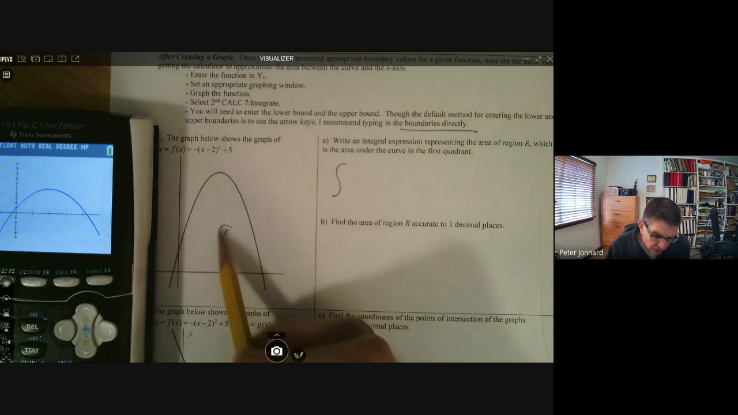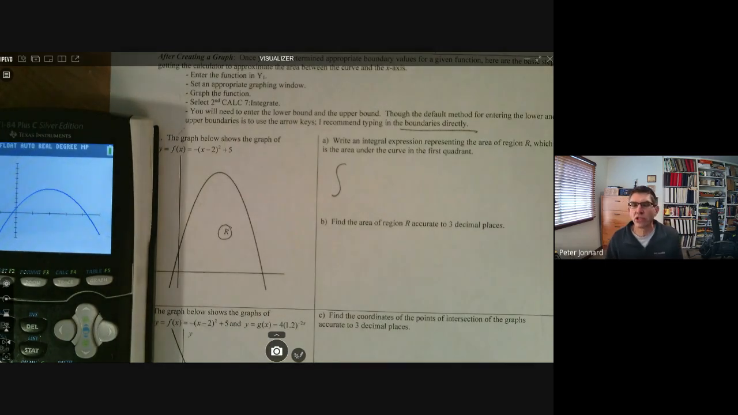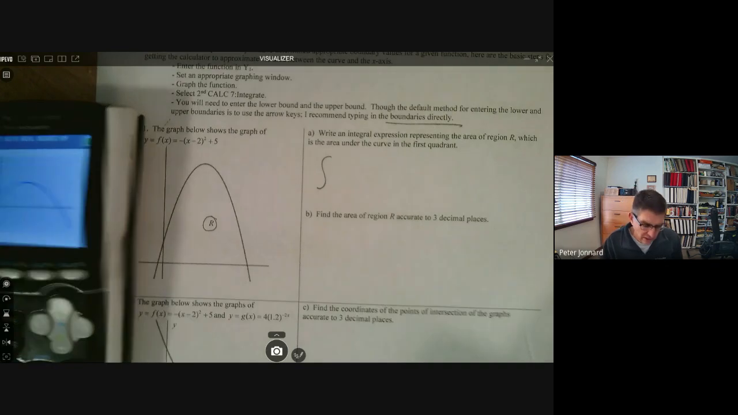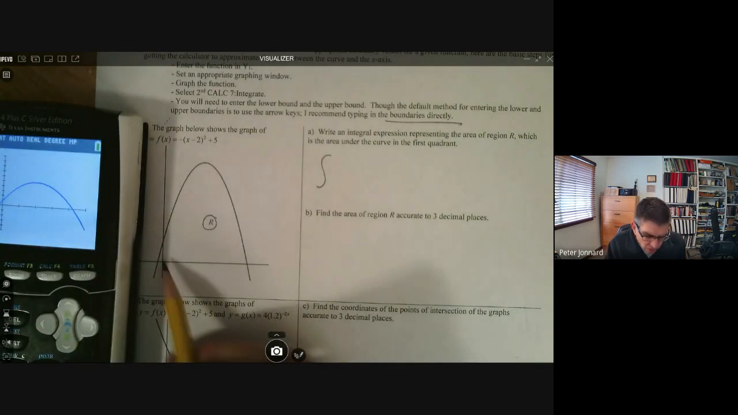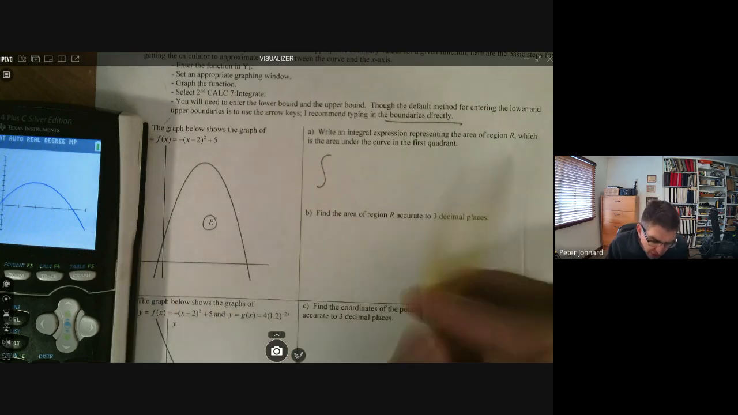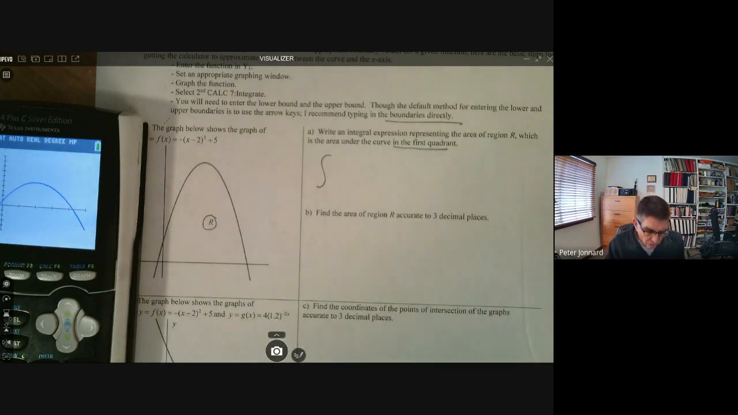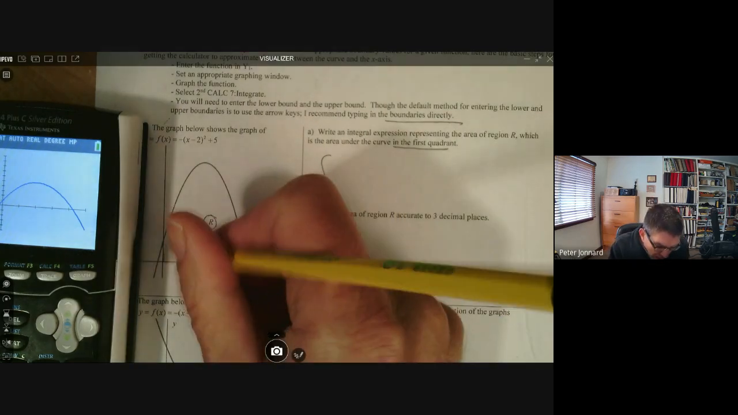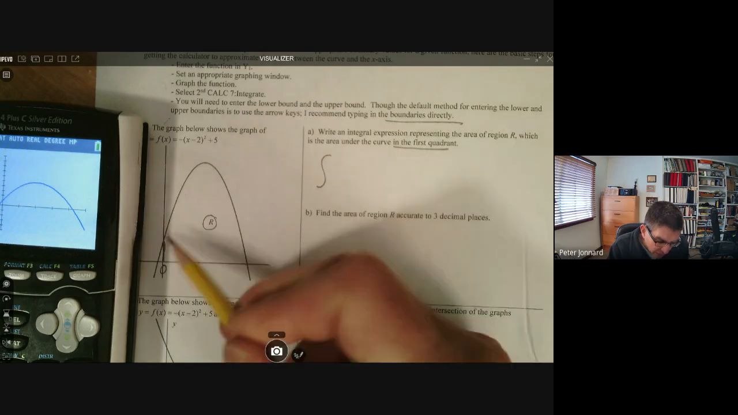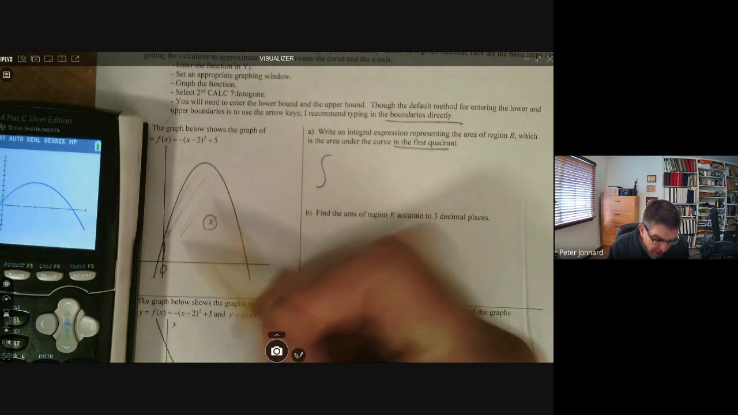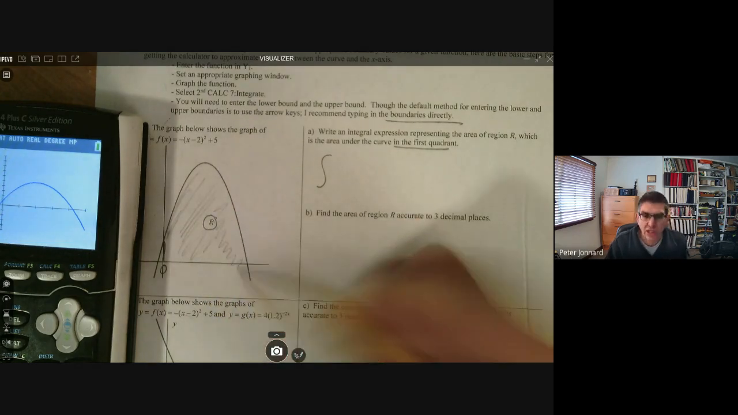Always when they use R, they use capital R all the time to represent a region on the AP test. Always make sure you read carefully what R is, because somebody looking at this might assume this is also part of region R, and it is not. So they're telling you it's only the part in the first quadrant. So very important. So we're going to use our value of A is 0 here, and what we're interested in is this integral here. What is the area of this region here?